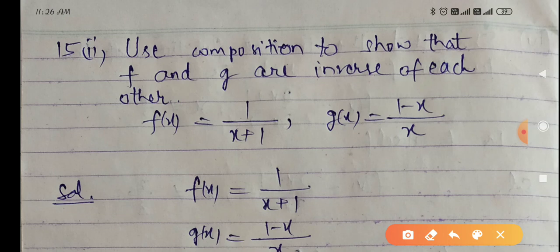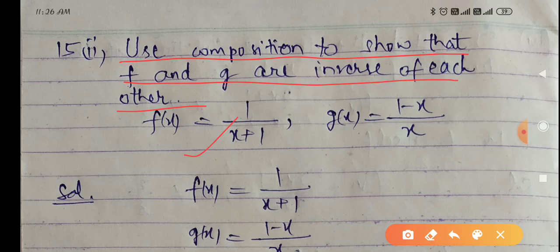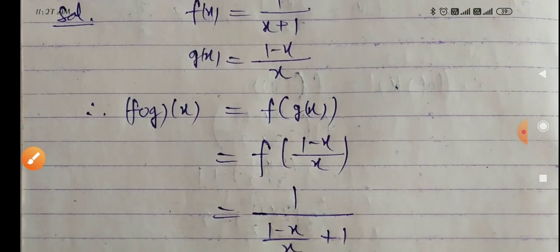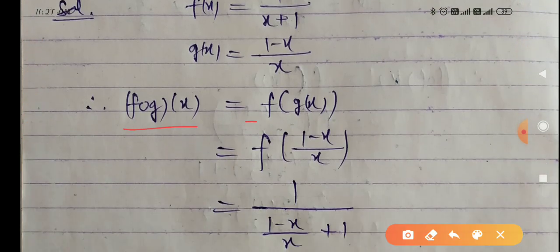Next question, last question. Use composition to show that f and g are inverses of each other. Here two functions are given, f(x) equals 1 upon x plus 1, g(x) equals (1 minus x) upon x. So for the solution, you find fog and you find gof.